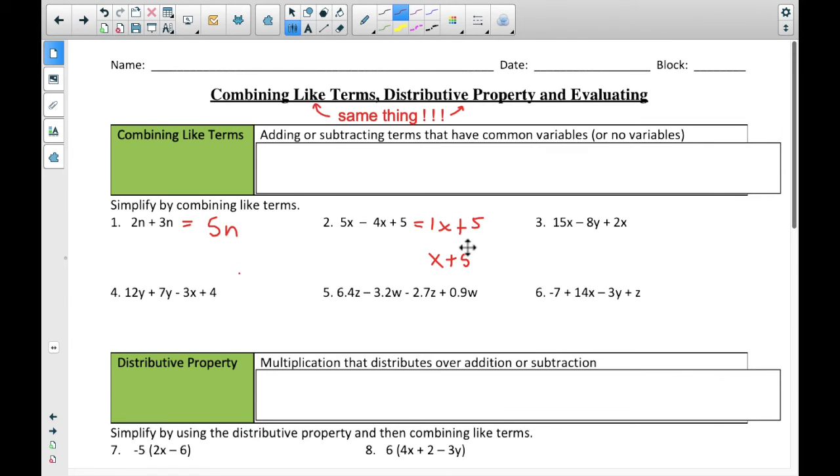Some people prefer to have the 1x, some people don't. I will also say that sometimes different software is kind of testy. And so sometimes if you put a 1x in, it might not like it, and it wants you to have an x. I just am not sure. It just depends on the software.